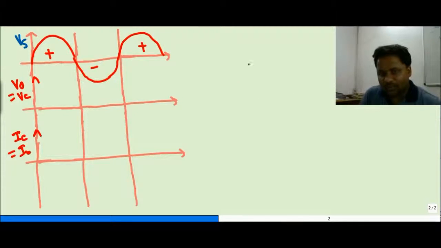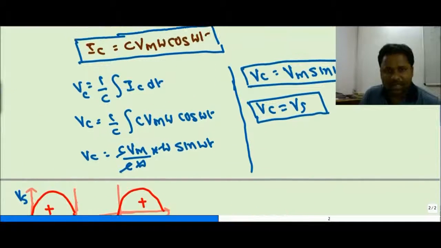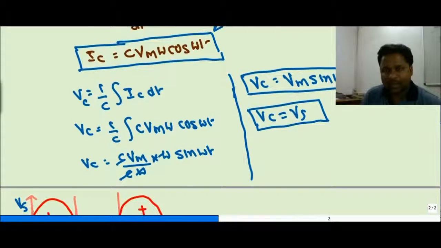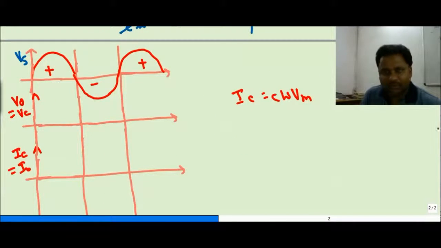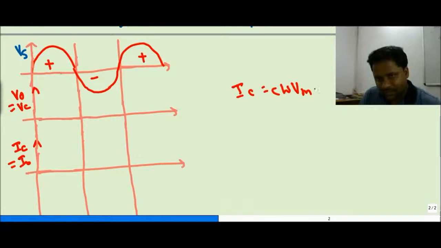We know that the formula for the IC should be equals to C omega Vm cos omega t. This is cos omega t. This is equation number 1. And output voltage VC equals to Vm sin omega t. This is equation number 2.